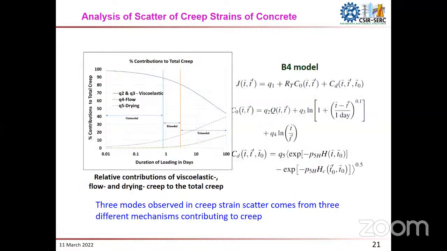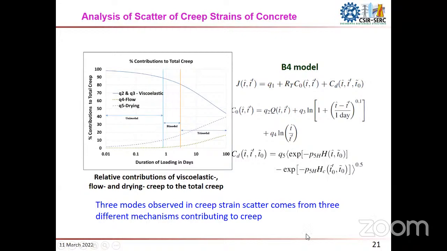This may be due to, when we compare with the earlier model, different components of creep: aging and non-aging viscoelastic, flow creep, and the drying component of creep. At the time of the unimodal period, the contribution from viscoelastic creep is greater, so that's why it shows unimodal. Then after 1 day, the contribution from drying starts picking up, so it may be showing bimodal. Then at later ages, all three mechanisms are in place, so we can see the trimodal.